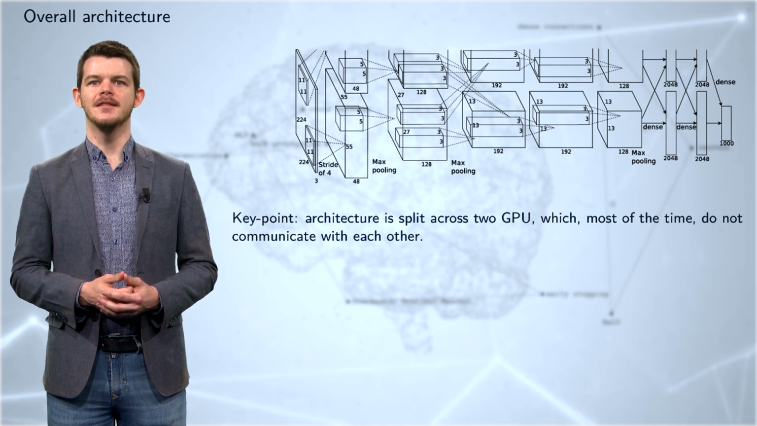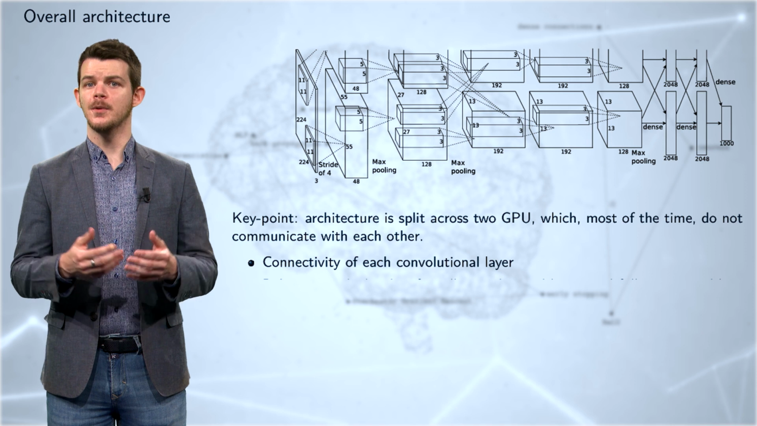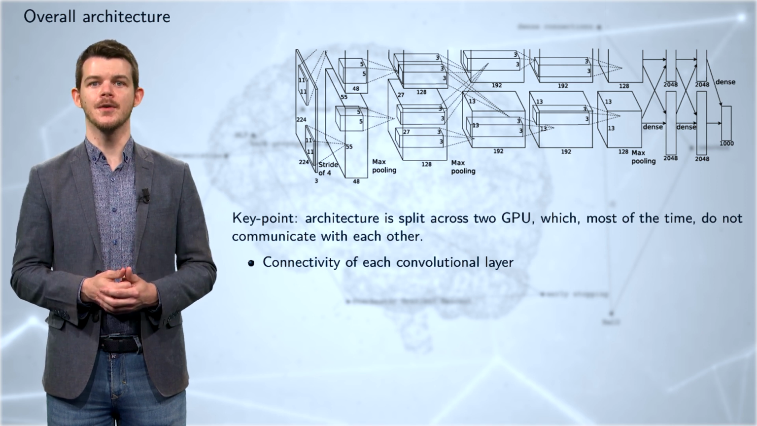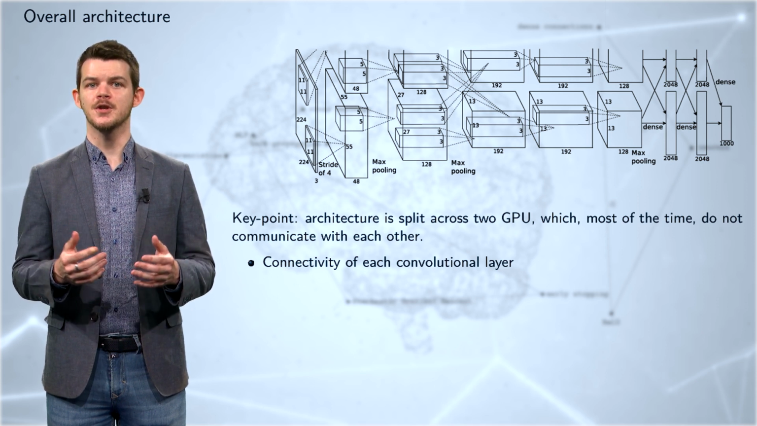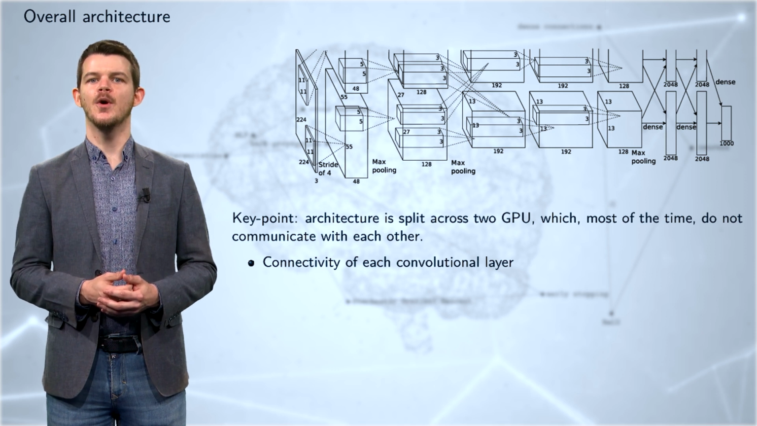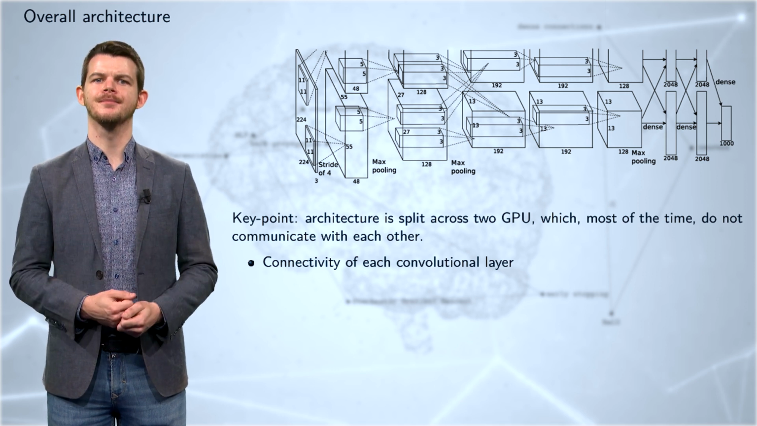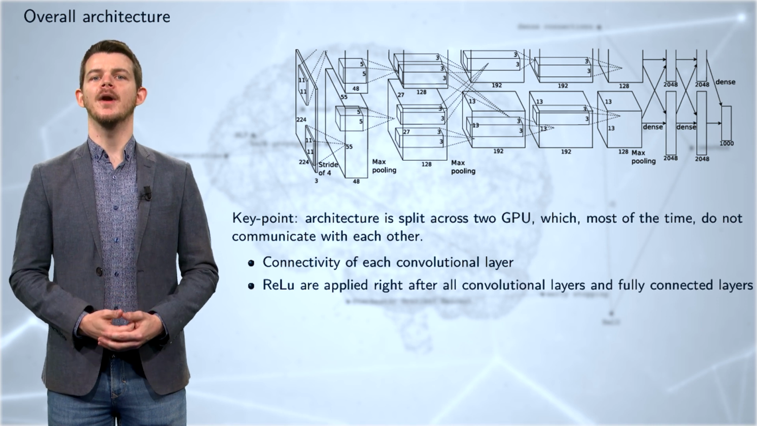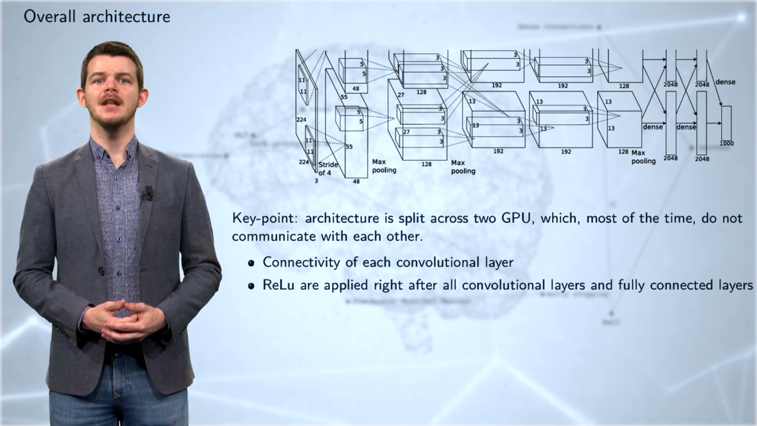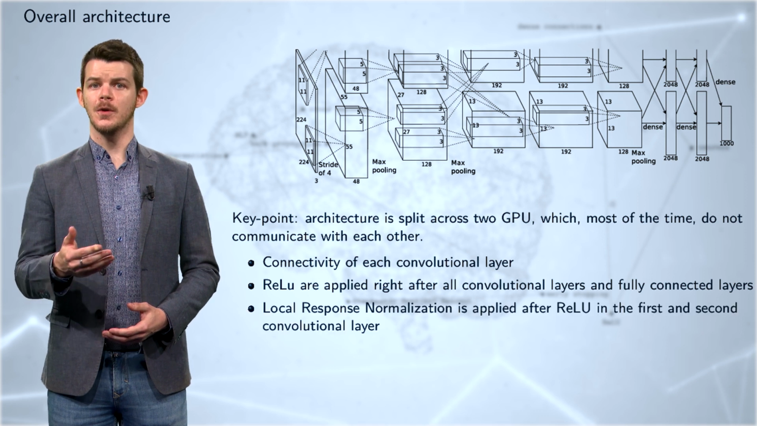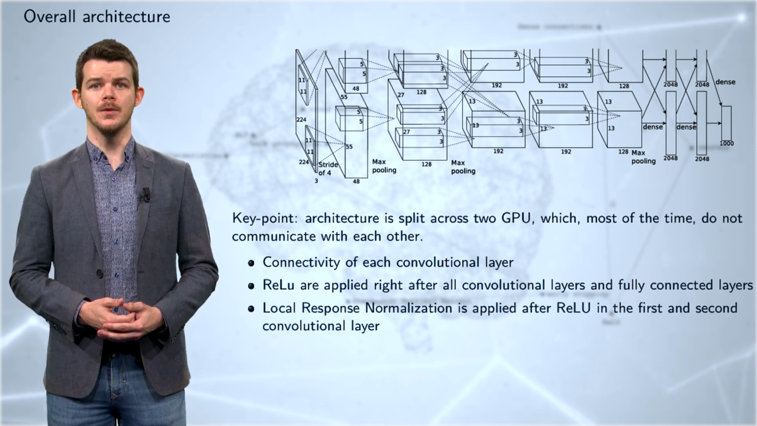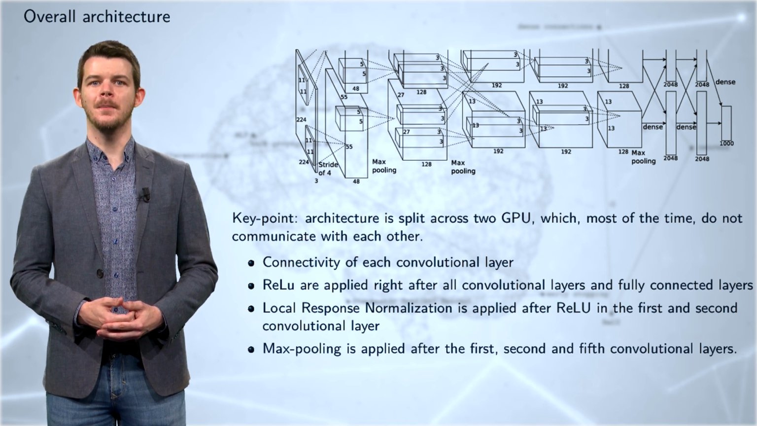At some point, these streams are put together. For example, between the second and the third convolutional layer, you have connections between the GPUs. Dividing the feature maps between two different GPUs is done mostly for computational reasons and to reduce the number of trainable parameters in the network. Besides, ReLU are applied after all convolutional layers and fully connected layers. The local response normalization is applied after ReLU in the first and second convolutional layer, and max pooling is applied after the first, second, and fifth convolutional layers.